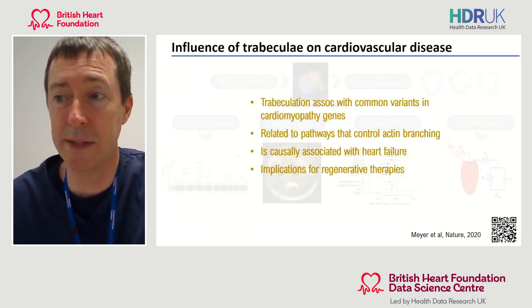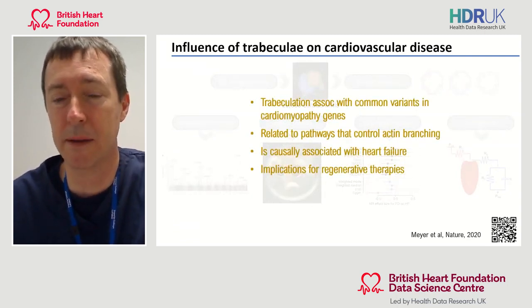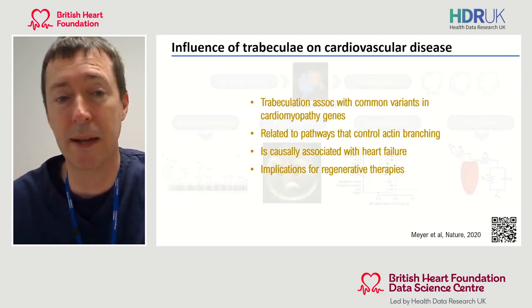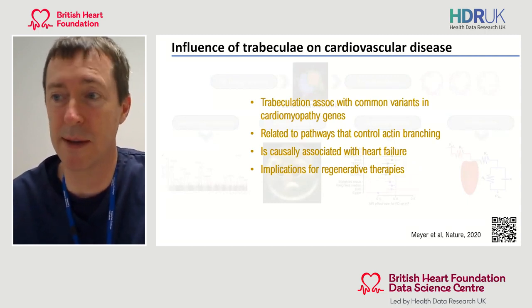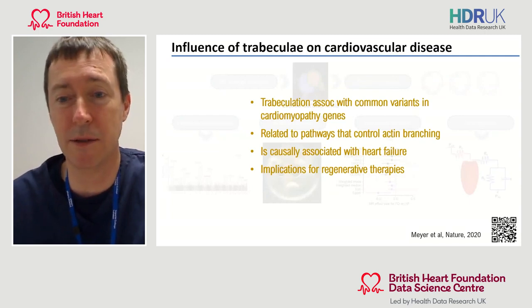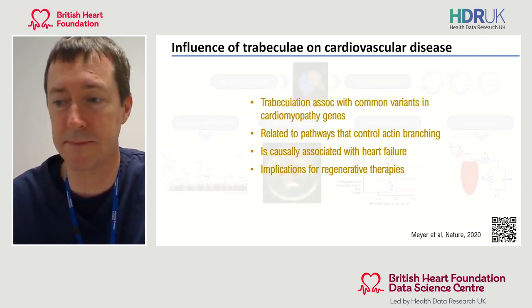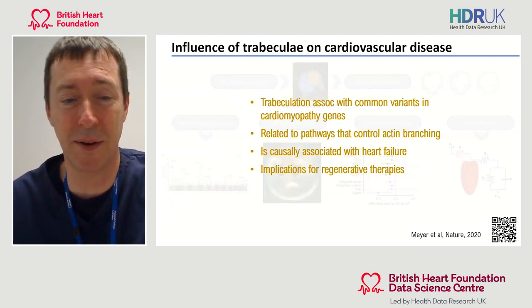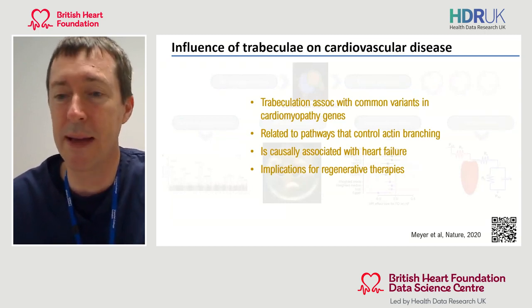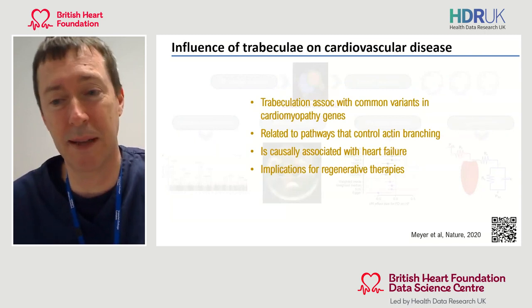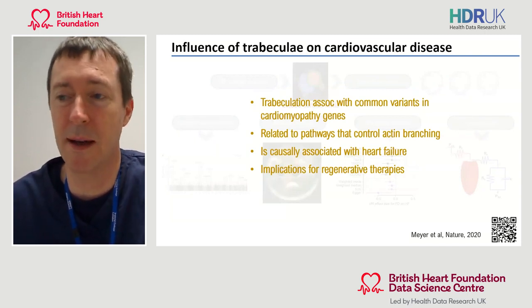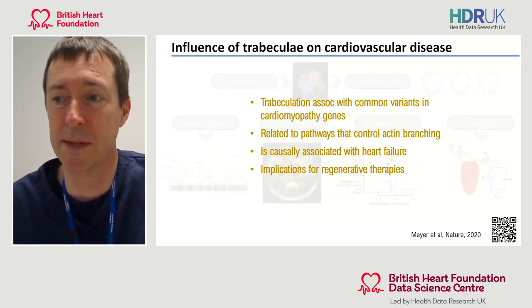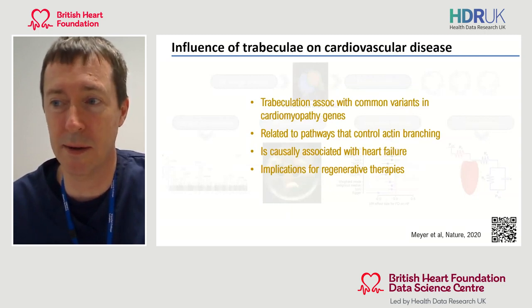So what we found out with these trabeculae is that they're associated with a number of common variants that overlap with cardiomyopathy genes. But they also relate to molecular pathways that control the branching of filaments in the heart. So actually, the way the heart develops on a molecular scale can be manifest in what you see on a tissue and organ level scale. And they have a function. They're not just sitting there. They're not vestigial structures. It looks like they improve cardiac performance and are causally related to heart failure.